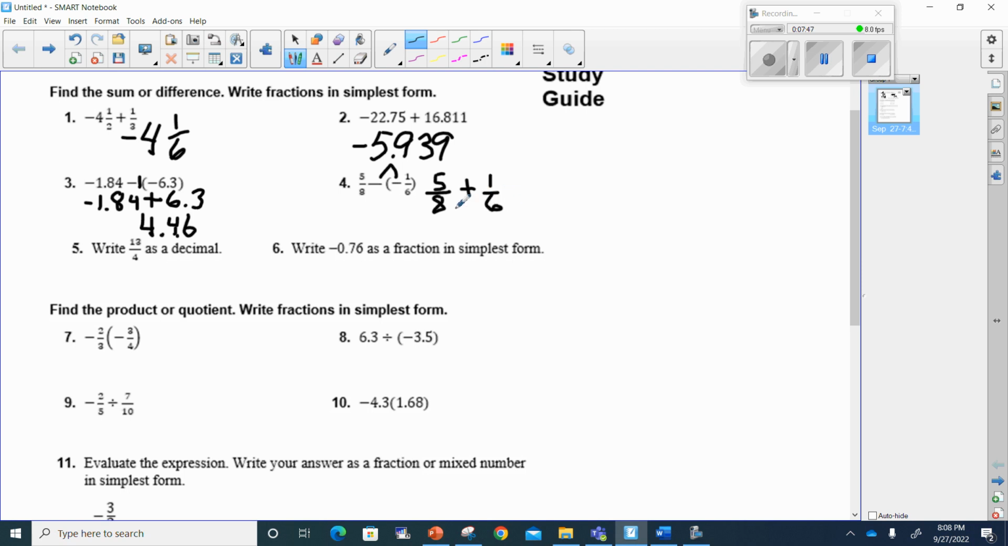To do this, I'm going to have to find a common denominator. The common denominator of 8 and 6 is 24. I know this because 24 divided by 8 is 3, and 24 divided by 6 is 4. So I'm going to have to multiply this by 3 over 3. And that's going to give me 15 over 24.